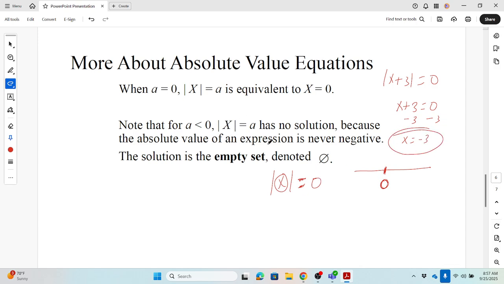If the absolute value of something is less than 0, meaning the distance of something from 0 is negative, then that is a false statement, because that's not possible, so you don't have any solution. For example, let's say the absolute value of x plus 3 is negative 5, then it means this expression is supposed to be negative 5, which is not possible. So the answer is no solution, because the absolute value of anything is never negative. Either it's 0 or positive.